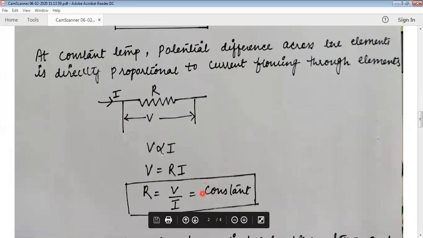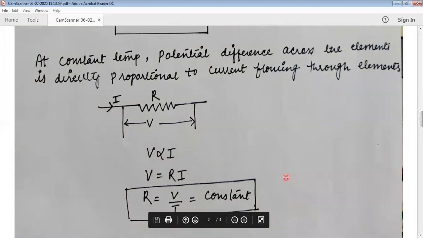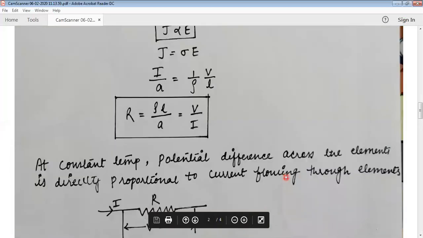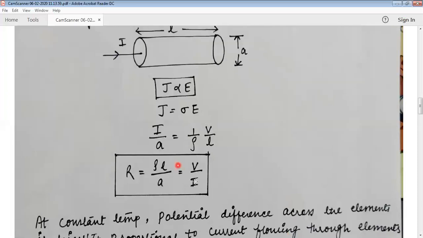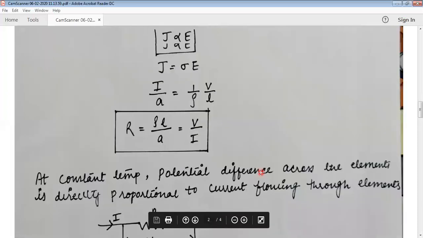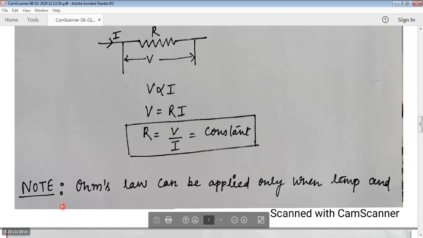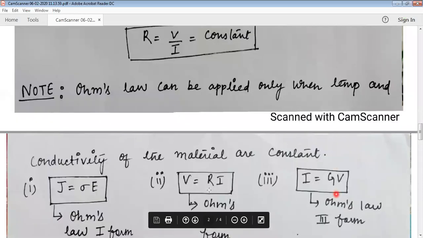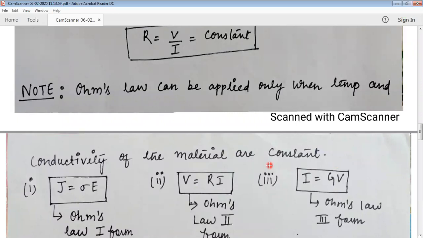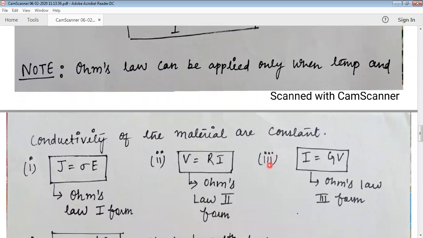So now if you remove this proportionality constant, then one term will come that is called R, and that R is nothing but V by I. And that is a constant, because it is a proportionality constant. Here also, from this definition, we have proved that R equal to V by I. Clear? So this is Ohm's law. Also, keep one point in mind: Ohm's law can be applied only when the temperature and the conductivity of the material are constant. Not only the temperature, the conductivity of that material should be constant. Clear?